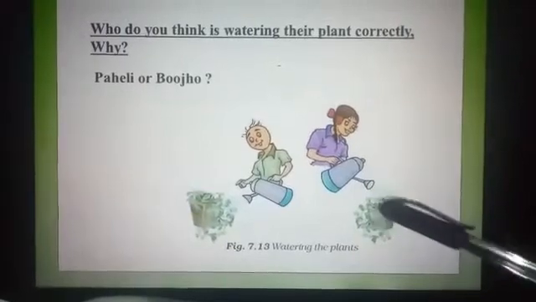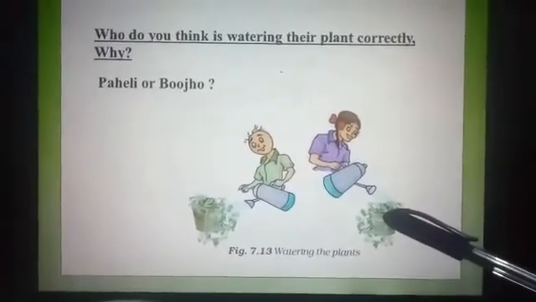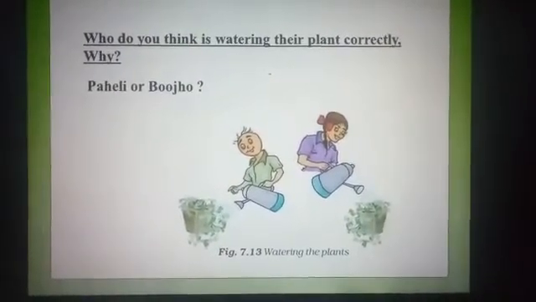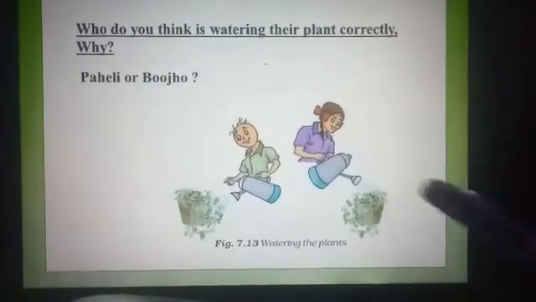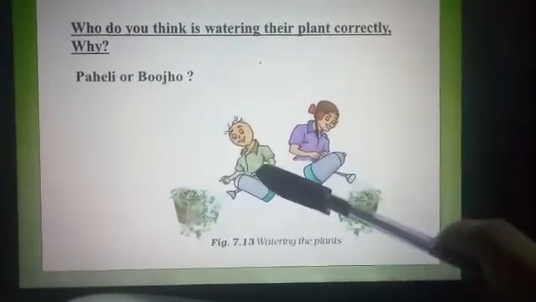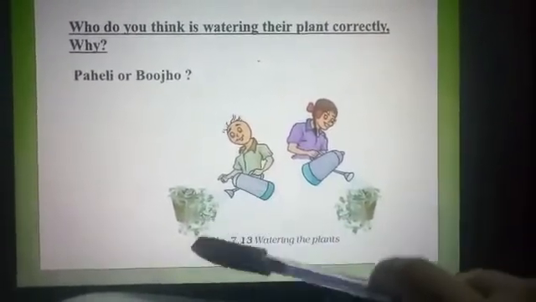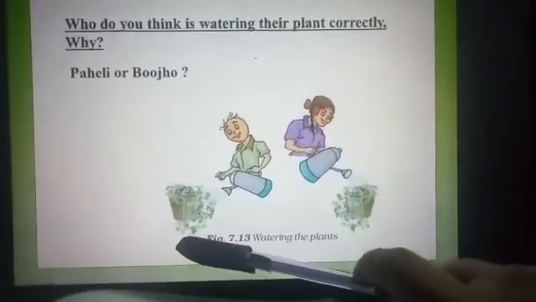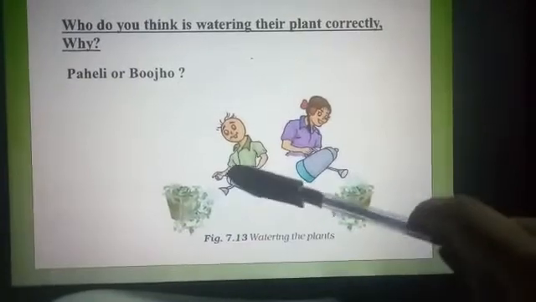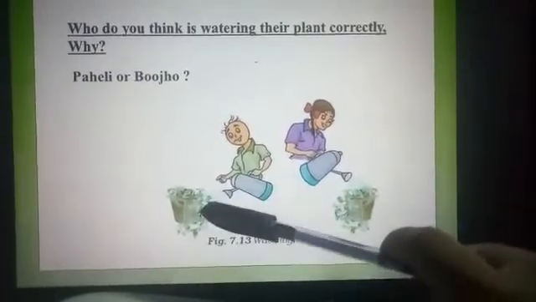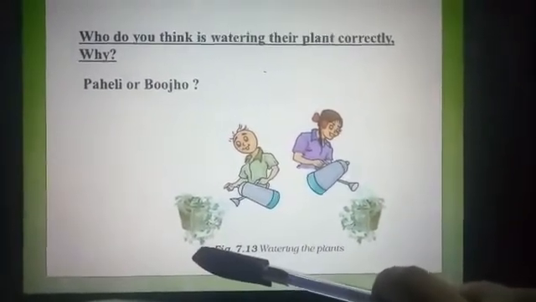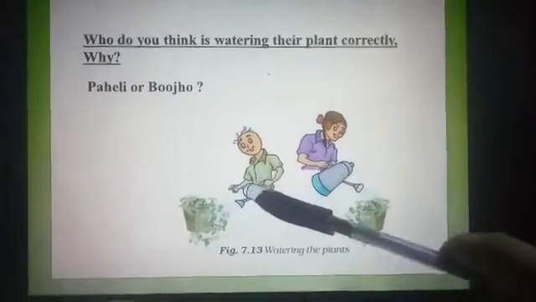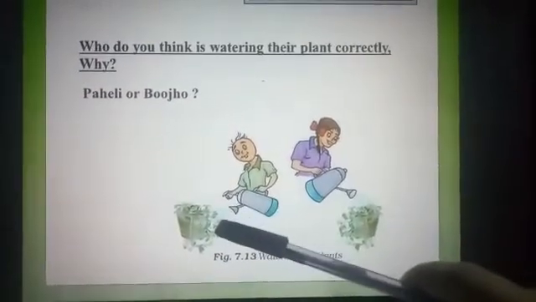Because she is watering on the soil, and as you know, water is absorbed by roots. And this boy, Bujho, is putting water on the ground, but these plants are not connected with the ground. On the ground soil is present, but these leaves are connected with soil, right? तो ये वाला जो लड़का है ये लीव्स पे दे रहा है.